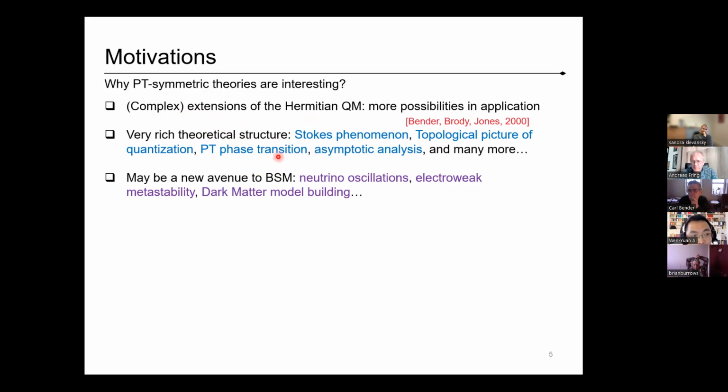Also, PT-symmetric theories could be a new avenue to beyond the standard model. We know that the standard model of particle physics cannot be complete. There are many problems that the standard model cannot explain. For example, what is dark matter? What is dark energy? And why are there neutrino oscillations? What are the solutions to the strong CP problem, to the hierarchy problem, and so on and so forth? In recent years, some authors have tried to resolve these problems with PT-symmetric quantum field theories.